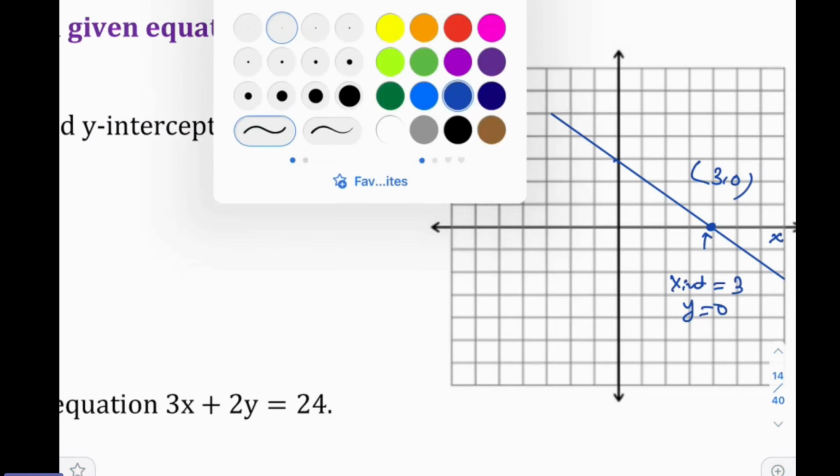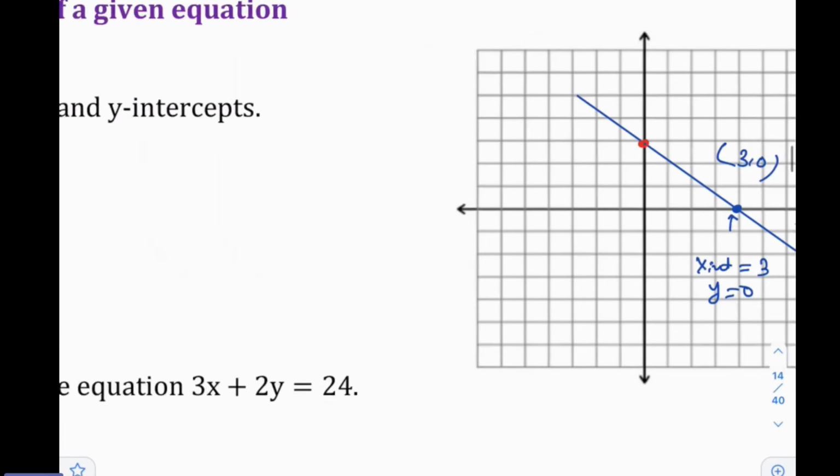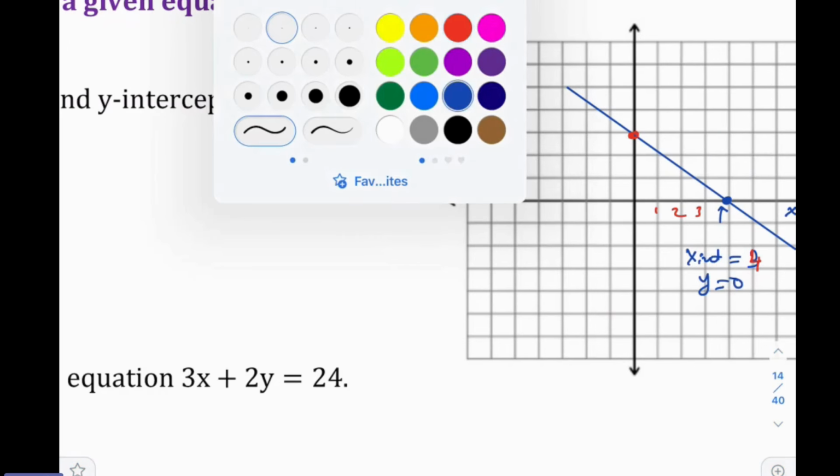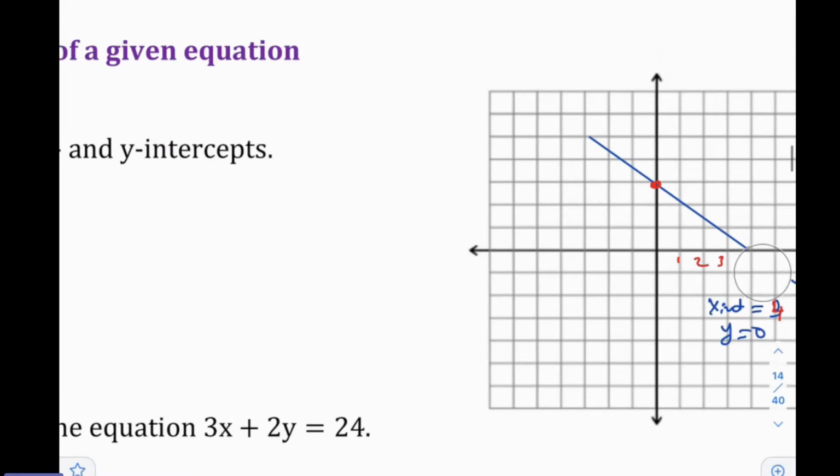While the y-intercept is where the line crosses the y-axis. And this is 4, sorry. 1, 2, 3, 4. This is 4. For the y-intercept, let's erase it again. So the x-intercept is 4. I counted wrong here.